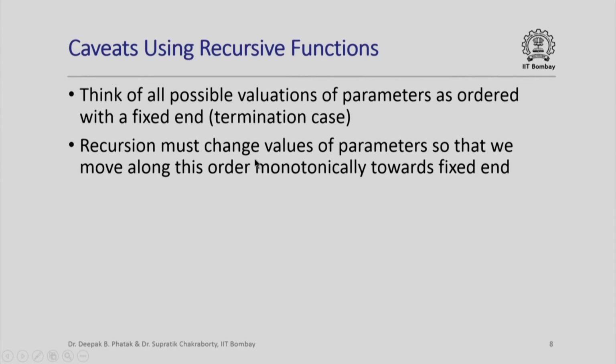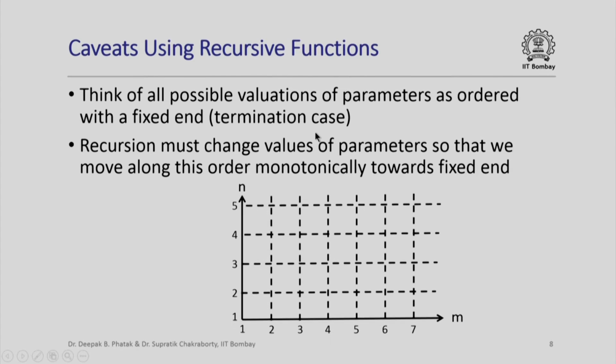Now when you call this recursive function with a specific value of parameters, you are at some point along this ordering, and the recursion must change the values of the parameters in such a way that you move along this ordering monotonically towards this fixed end where you know that the recursion is going to terminate. In the context of our example, we had two parameters m and n which took values between 1 and 10.